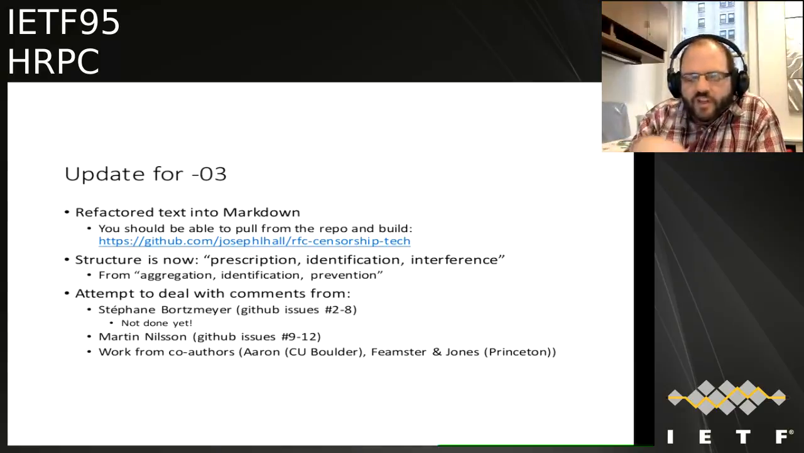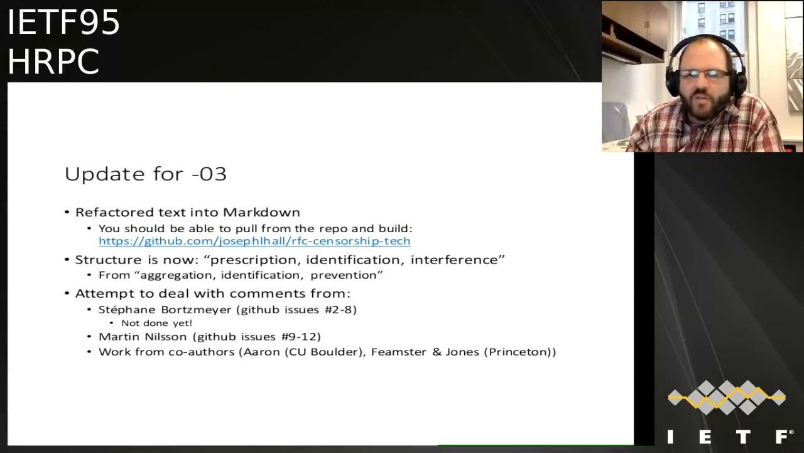And then interference is the actual task that some network person takes to actually degrade that traffic or block that traffic. We had it as aggregation, identification, and prevention, and for a lot of good reasons that didn't sit well, and so we sort of recast it.